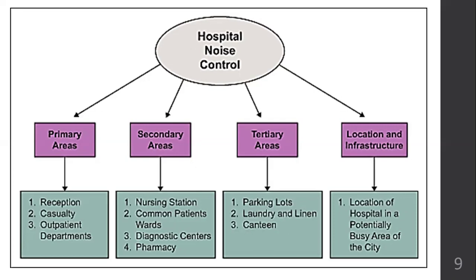The secondary areas are nursing stations within every ward, common patient wards, that is general patient wards, and diagnostic centers like laboratories, radiology departments, and the pharmacy department. These are where conversations will always take place. These departments depend on conversation. So these are the secondary areas from where noise emerges within a hospital. Then you have tertiary areas: parking lots, laundry and linen center, canteen center.